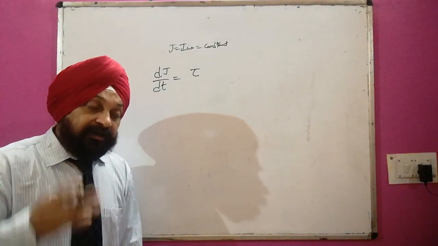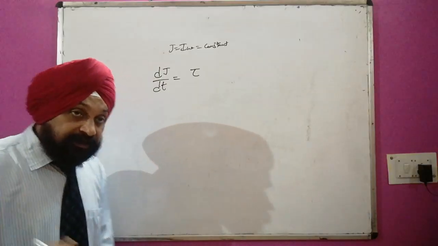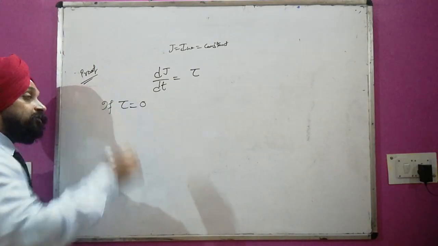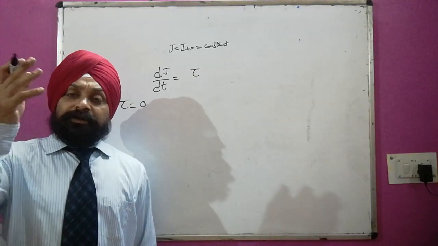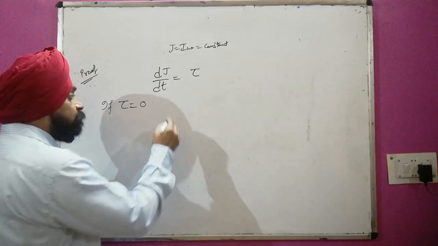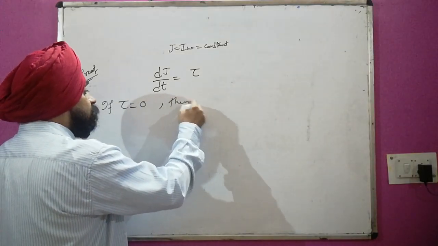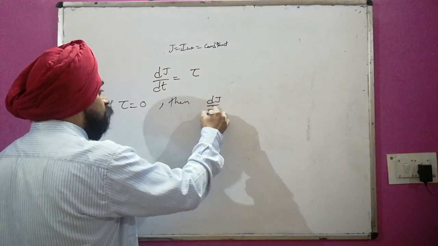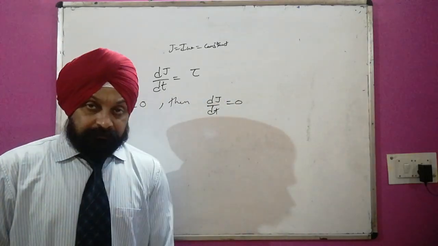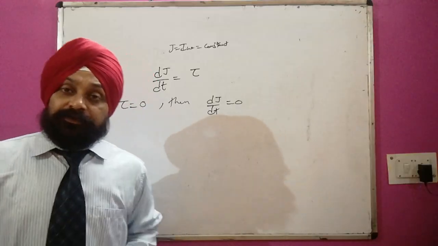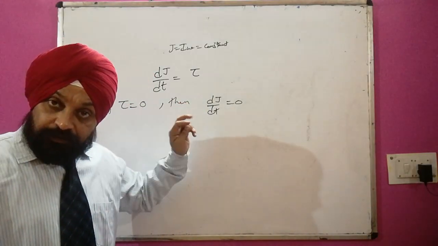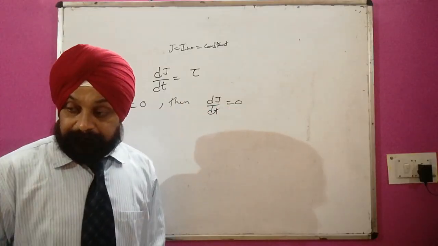Now, what the definition says: if external torque vanishes, if torque equal to zero, the body is rotating but no external torque is acting. Then, when we put torque equal to zero here, dJ upon dt equal to zero. Now, maths and non-maths students, please remember, whenever the differentiation of a quantity is zero, the quantity acts like a constant.